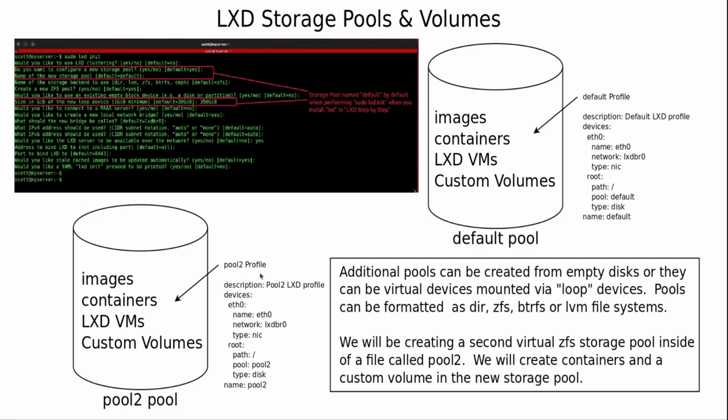And likewise, we have to create a profile for it, and we'll call this profile pool 2. It has the same Ethernet device, uses the same LXD BR0, and it has the root path as well, but it uses its storage out of pool 2, which is disk storage, and of course we've named this pool 2.